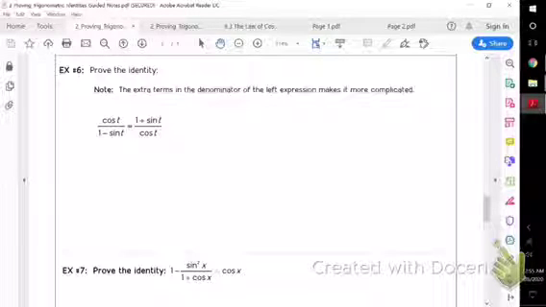We could decompose the expression on the right-hand side. But the fact that it's a 1 minus sine t, connected together in the denominator, is going to make it tougher. So what can we do here? Let's work the left-hand side. And so that 1 minus sine of t.